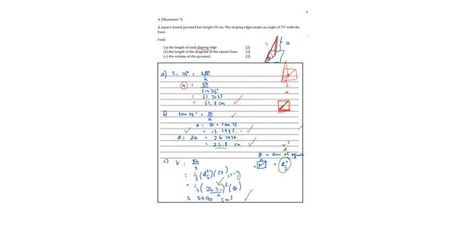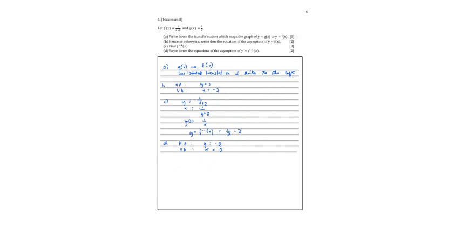Okay, for number 5, you are given a function f of x and g of x. We write out the transformation which maps the graph of g of x to f of x. So g of x becomes this, and we can see the transformation is we simply move 2 units to the left. Then write down the equation of the asymptotes of y. There are two asymptotes, vertical and horizontal. So for the horizontal asymptote, y still equals 0, and our vertical asymptote is x equals -2.